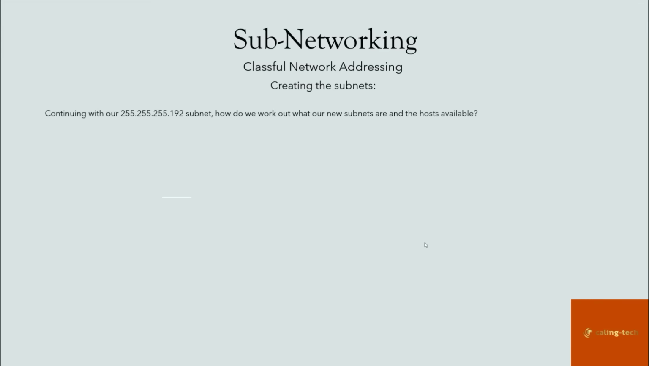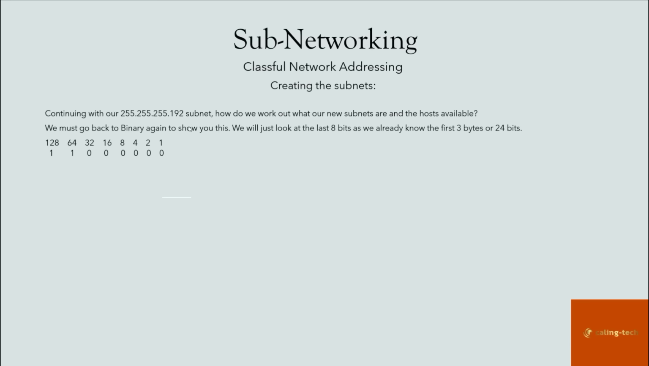So if we continue with our new subnet of 255.255.255.192, how do we work out what the actual new networks are, or the subnets, and the hosts that are available within those subnets? Well, we've got to go back to binary again to show you this. So what we're going to do here, though, is we're just going to have a look at the last 8 bits, or the last byte, because we already know that the first 3 bytes, or 24 bits, are masked off, and we're just borrowing from the last byte. So we've borrowed 128 and 64, the first 2 bits of the last 8 bits.